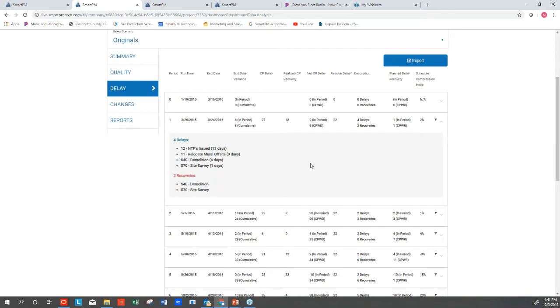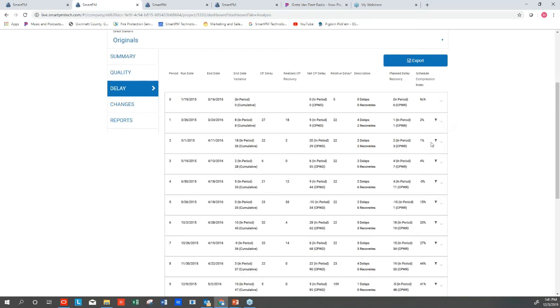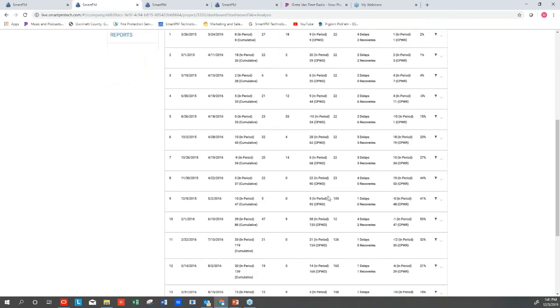But we do want to know, of the 27 days of delay, what were they? It looks like the NTP was issued late. It looks like they had to relocate a mural. It looks like they had to do a little demolition as well as a site survey, but it appears to me that they started demolition and site survey a little bit early. That's how they got their 18 days back before they probably removed this mural. Which is important to note, and actually can be seen much, much closer, and I'll show you that in a second. I just want to walk through another period just so we all understand what this data is telling us.